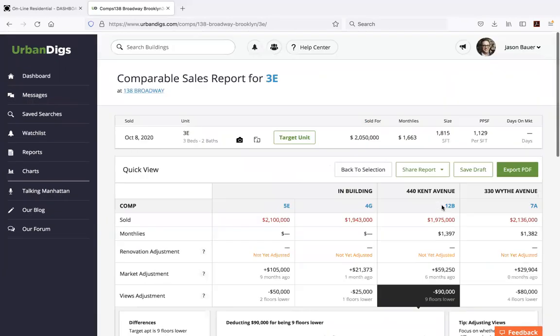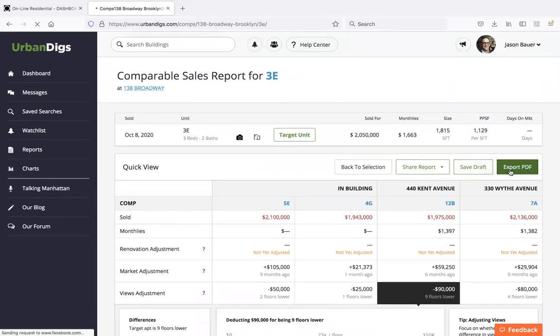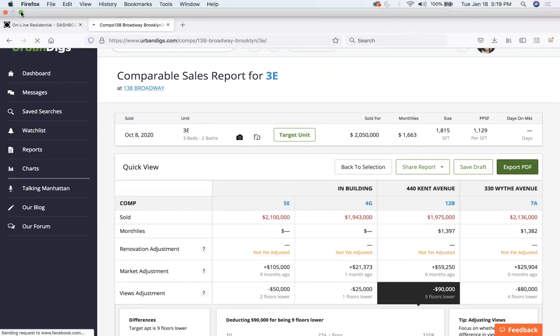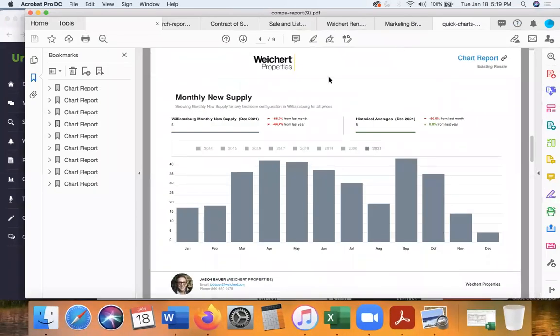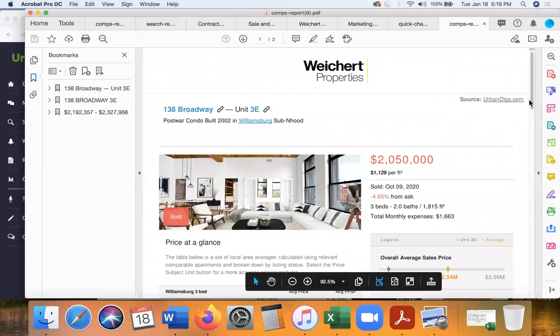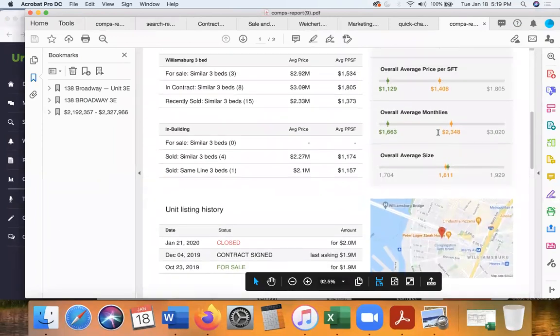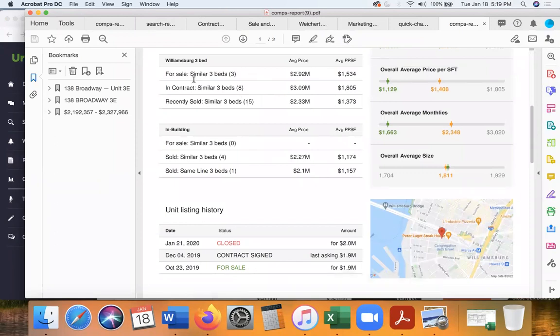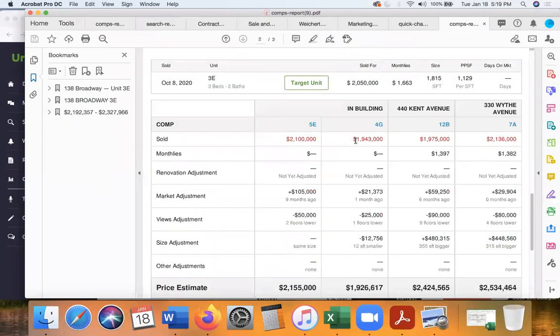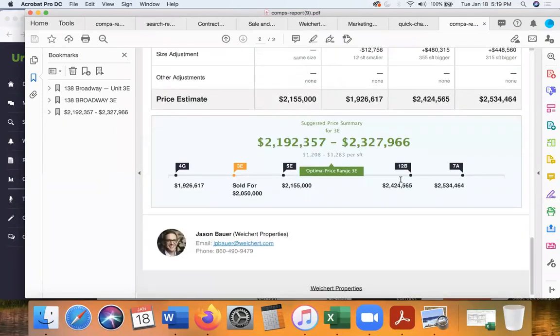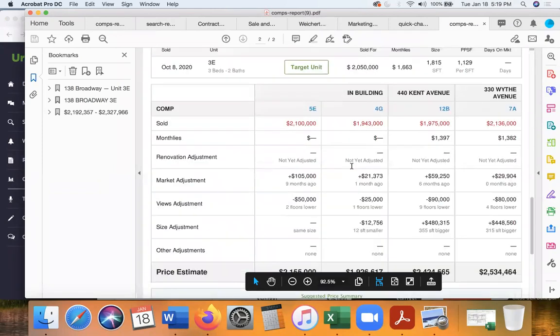And again, if we go to the next one, export PDF, what this is going to do is it's going to create a comp sale report for that apartment for us, right? And in the same way that we downloaded the infographics, we can download this report, and we can use it when we go on a listing presentation, right? To help comp out the price and stuff like that. Again, it has what's happening in Williamsburg, stuff that's for sale, in contract, recently sold, what happened in the building, what this last sold for, again, how we adjusted the prices and stuff like that. And it's going to pop out this price range, right?